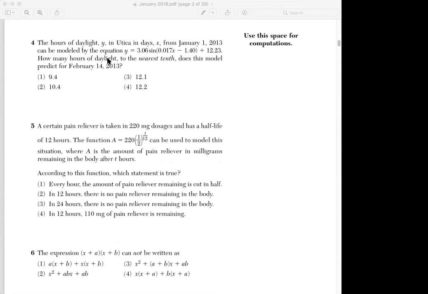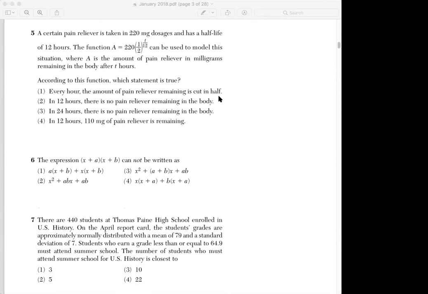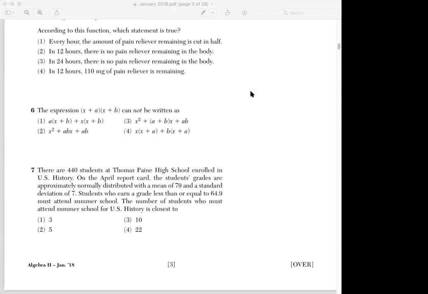Okay, 4, the hours of daylight in Utica can be modeled using this equation. How many hours of daylight does this predict? We're not going to do that one, although you can figure it out. The next one, about the pain reliever, you can figure out if you reason it out, but we haven't done it.